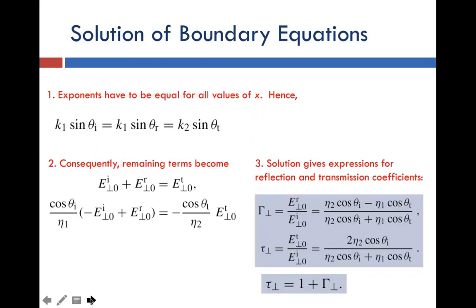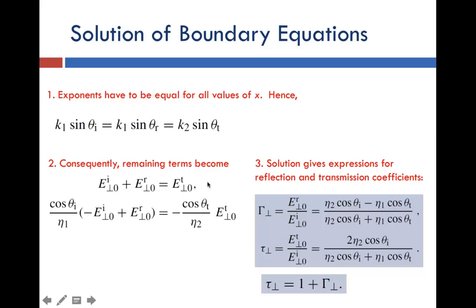So if you do a little manipulation and realize that this has to be true for all values of x, you come up with the following relationship for incident, reflected, and transmitted. And the same is true for the remaining terms. Once that's done, the remaining terms yield this equation here. So you can then solve simultaneously and get expressions for reflection and transmission coefficients. And basically that means that you get the following expressions.